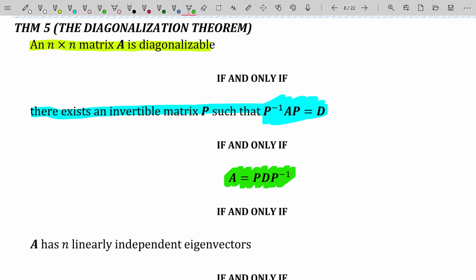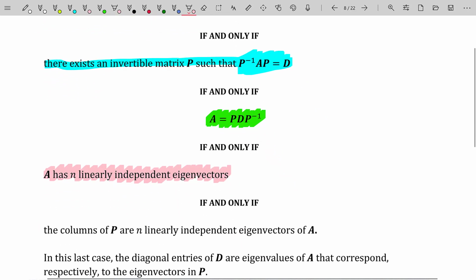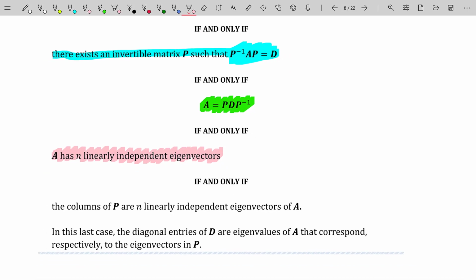However, what we've just proven is that last statement at the bottom, which is that A has n linearly independent eigenvectors. That's really what we would call the diagonalization theorem. But there's a little bit more to that actually. That's true if and only if the columns of P, part of that similarity transformation, are n linearly independent eigenvectors of A. So if you start with some matrix that contains n linearly independent eigenvectors of A, you know immediately A is diagonalizable, as long as A is an n by n matrix.